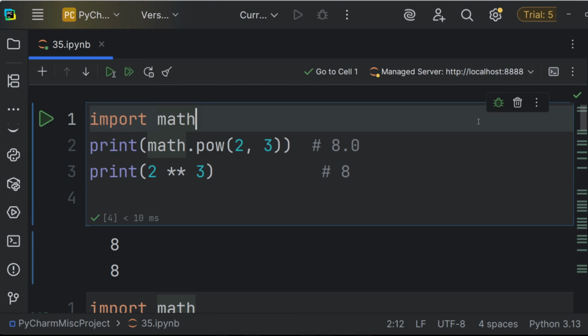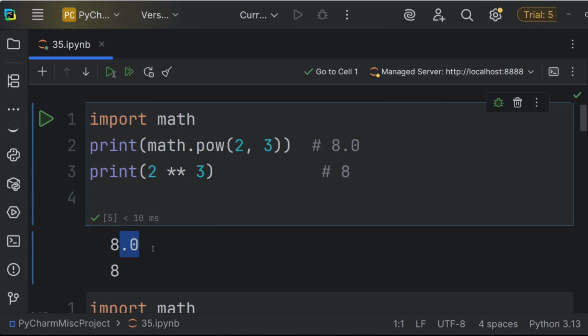Let's clarify something first. The math.pow function versus the exponentiation operator in Python. Both work and both are the exact same thing. But there is a very tiny catch. When we run this, it prints 8 and 8 in the output. But there's a small teeny tiny difference. This.